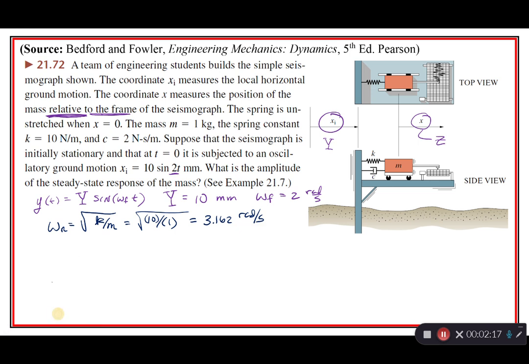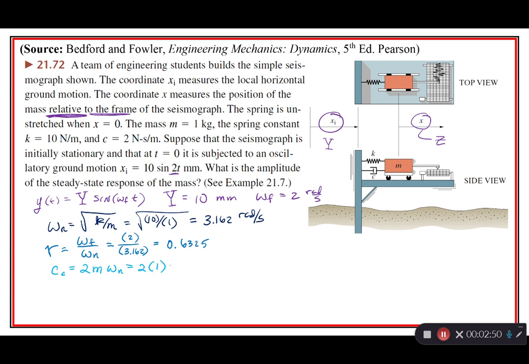Our R is omega f over omega n. So our omega f, as we said, was 2. Our omega n is 3.162. That's interesting. It's below 1. 0.6325 is our ratio. We could also find our damping information with a 2m omega n.